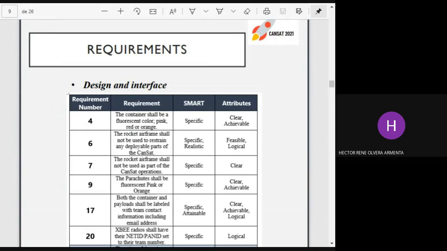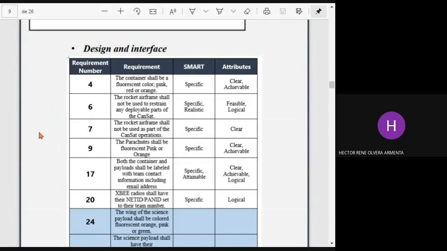Now we will focus on design and interface requirements. This part, as the name says, is for the design and how the system will operate.